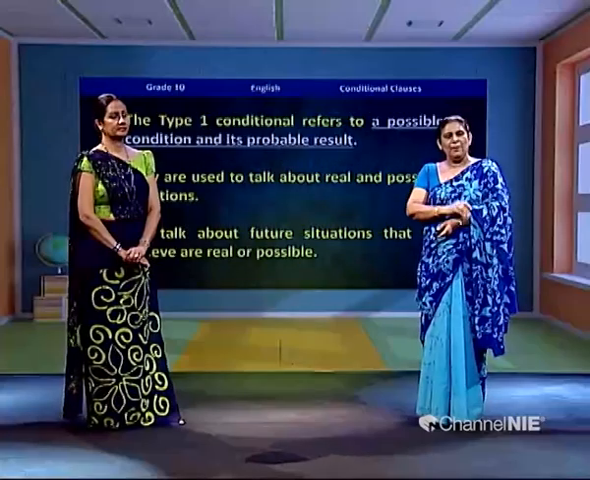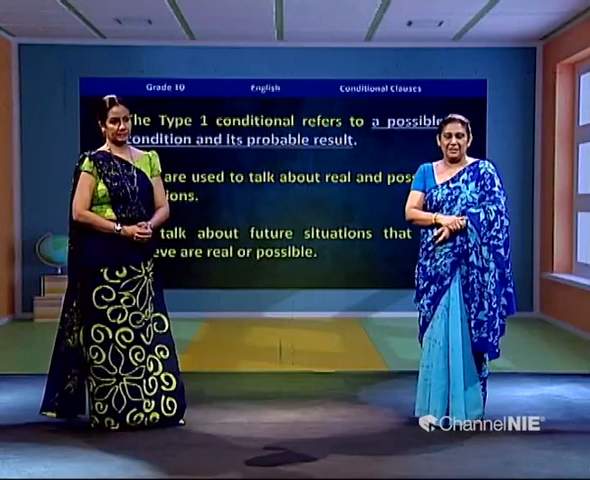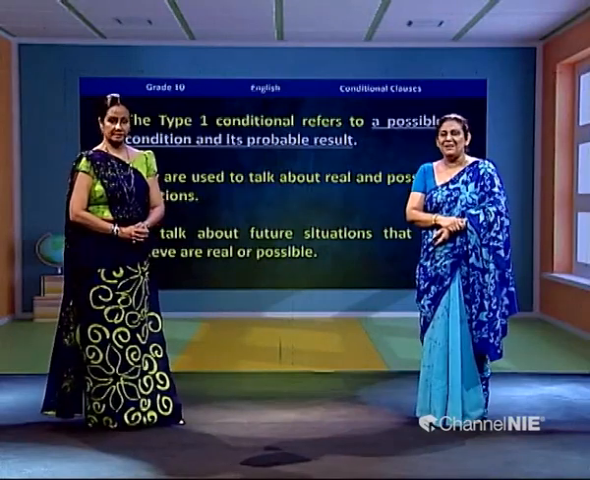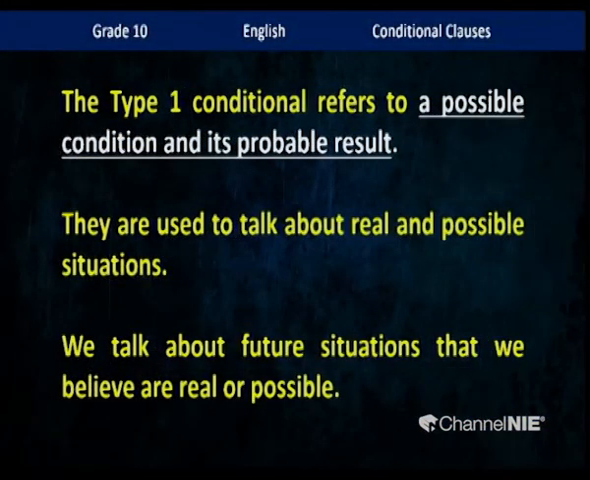Right. Now normally we use a possible condition and a probable result. It's possible to happen and it's probable, right? They are used to talk about real and possible situations. We talk about future situations that we believe are real and possible. So remember, these things can happen if one condition is fulfilled.